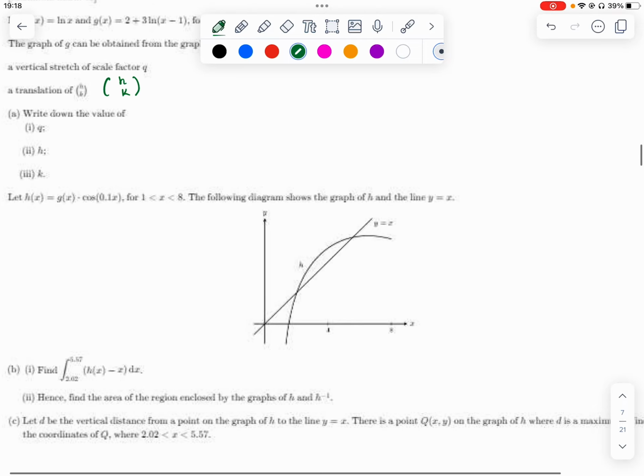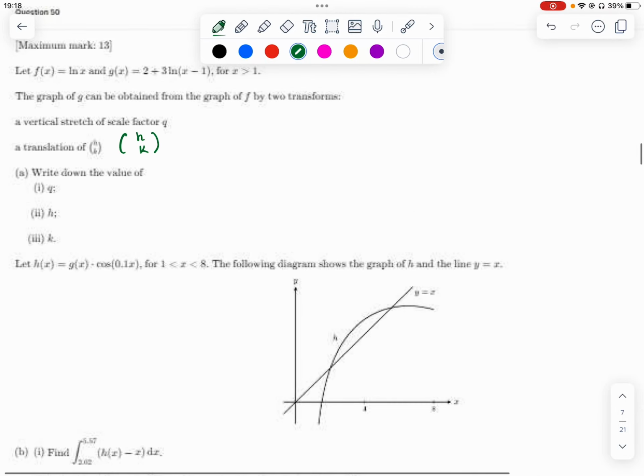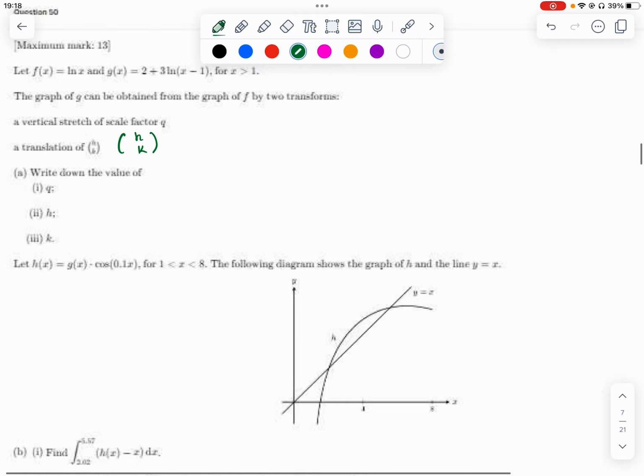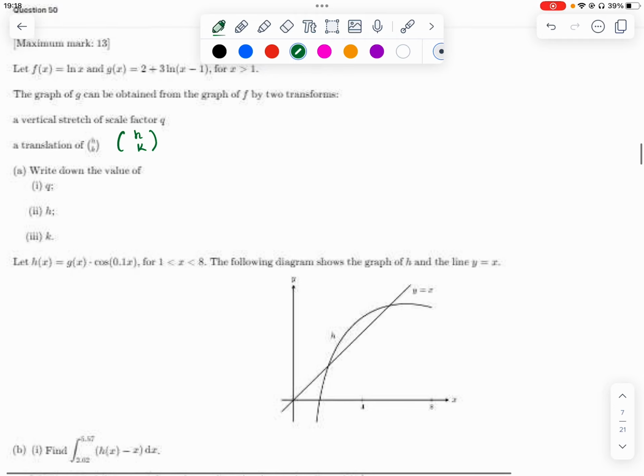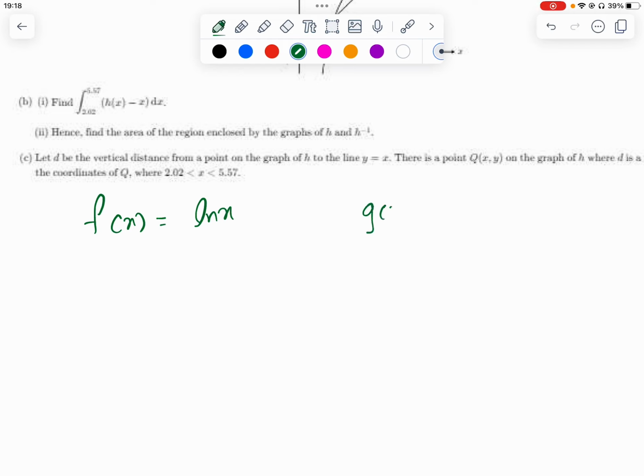So what is happening over here? Now f of x equals ln x and g of x equals 2 plus 3 ln x minus 1. So what is happening? We have to find the values for how graph G is obtained: by two transformations, a vertical stretch by a scale factor q, and a translation of h comma k.